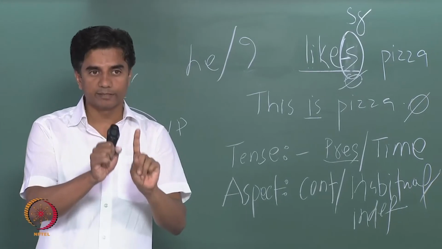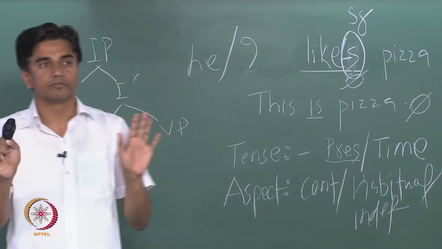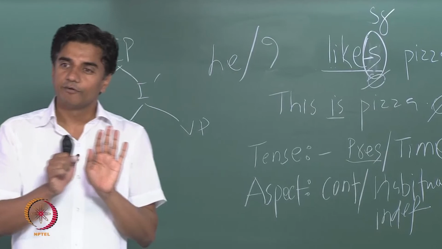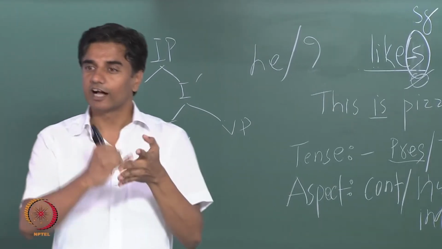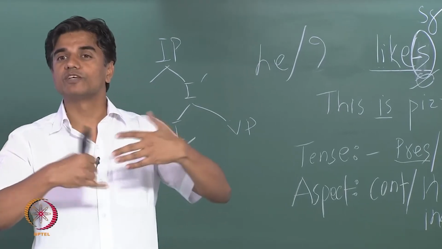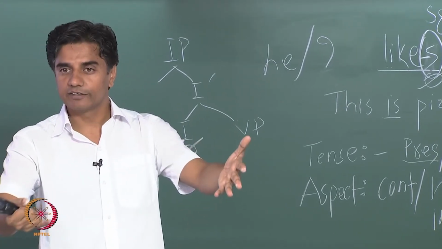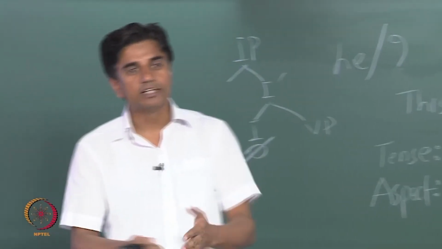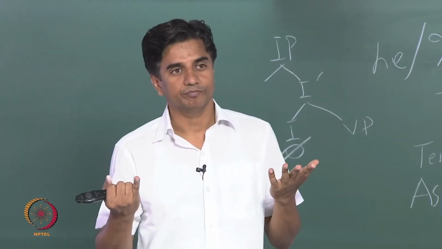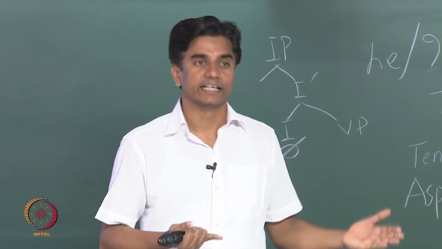Sometimes, and here is the point that I want you to understand very carefully, functional things like agreement markers, tense markers, aspect markers are going to be visible when they appear in their real forms. Sometimes they are not visible. That does not mean they are not there.